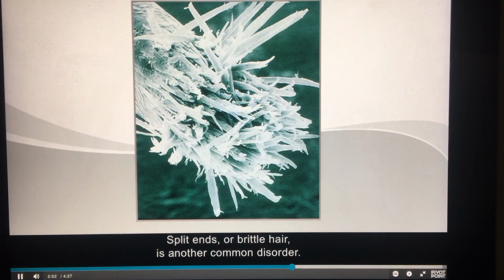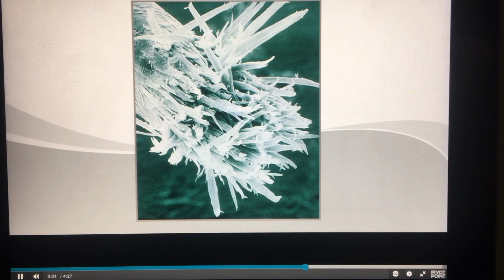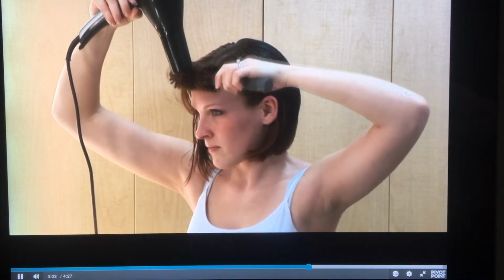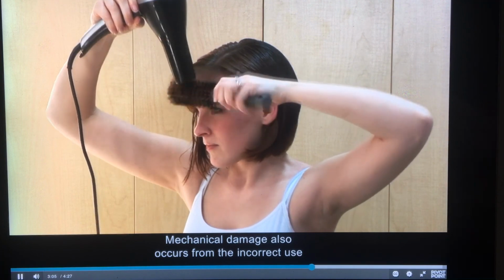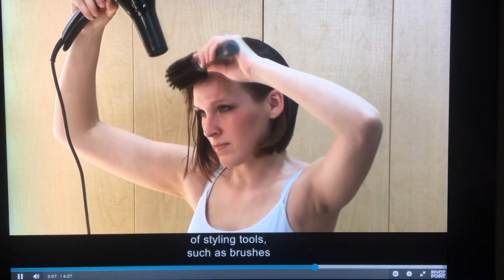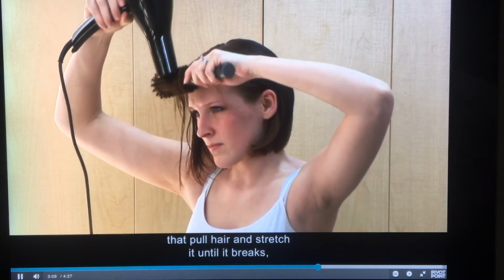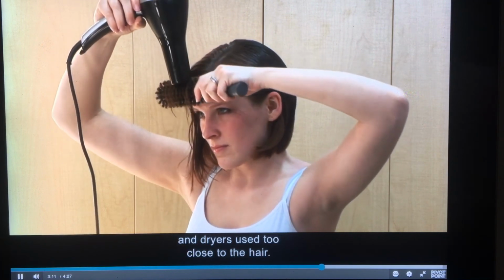Split ends or brittle hair is another common disorder. The technical terms for split ends are fragilitis crinium, brittle hair, and trichoptilosis. Mechanical damage also occurs from the incorrect use of styling tools, such as brushes that pull hair and stretch it until it breaks, and dryers used too close to the hair.